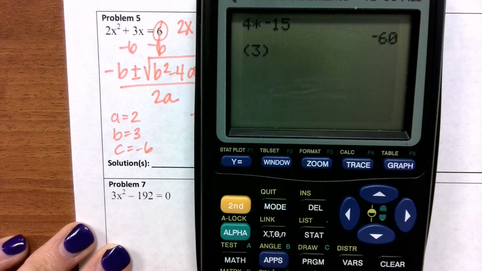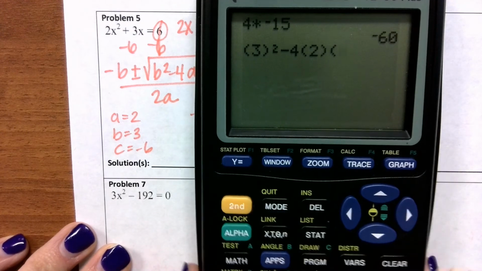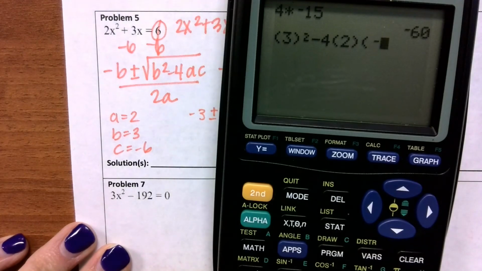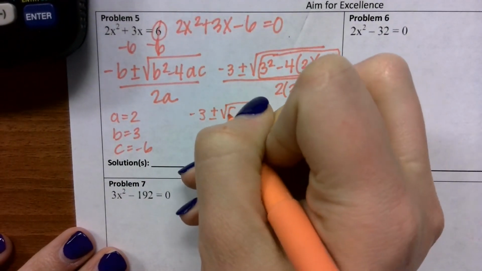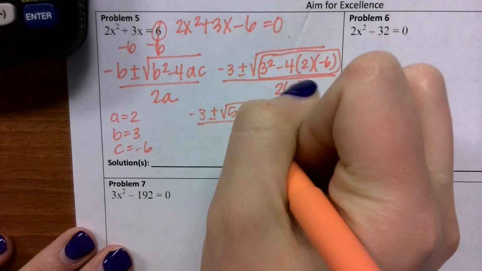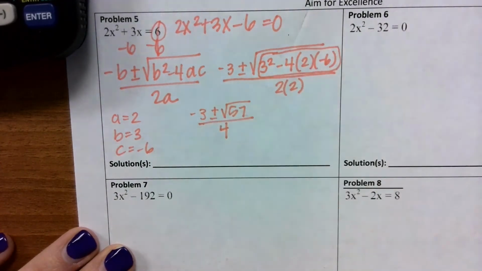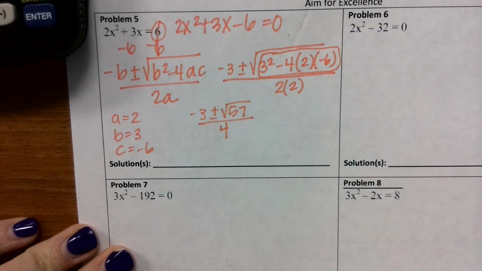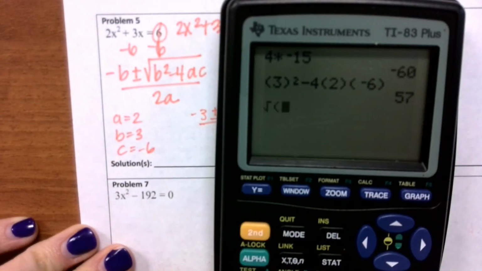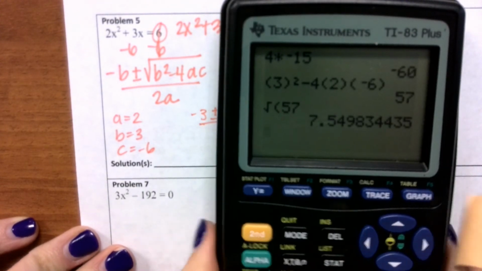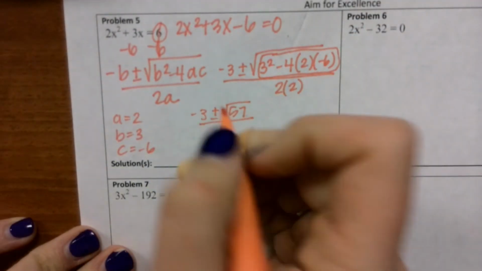Three squared minus 4ac is 57. Did you get that? You didn't get 57? I didn't put the 2 times 4. Let's double check if 57 can be perfectly squared. Square root of 57. Nope. So that means we're just going to leave it as the square root of 57. This will be our answer.